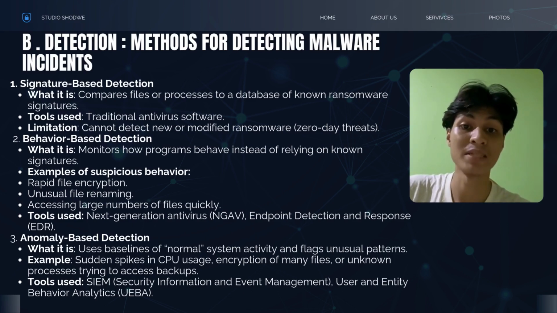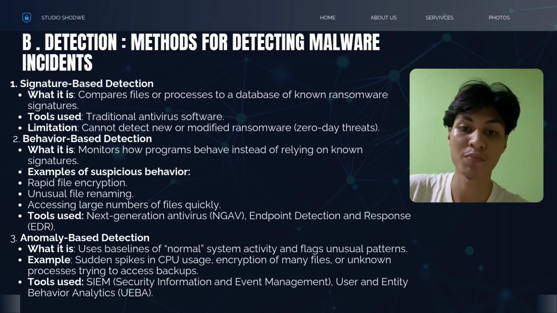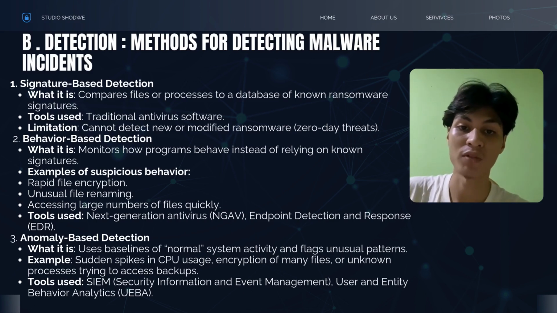Number five is machine learning and AI detection. Machine learning and artificial intelligence models are trained to detect the complex patterns of ransomware attacks even if the malware is previously unknown. These systems analyze large amounts of data, learning what normal and abnormal behavior look like. Over time, they become better at spotting subtle indicators of ransomware, offering a powerful defense against zero-day and evolving threats. And the last one is network traffic analysis.